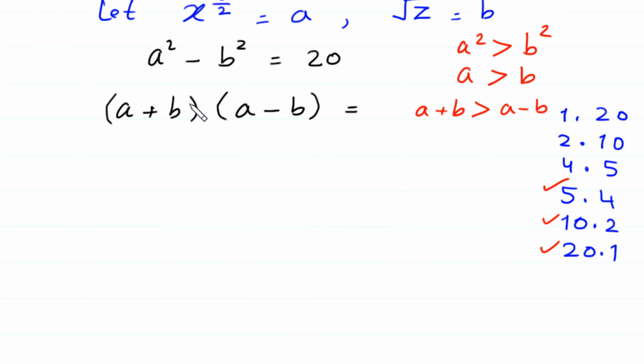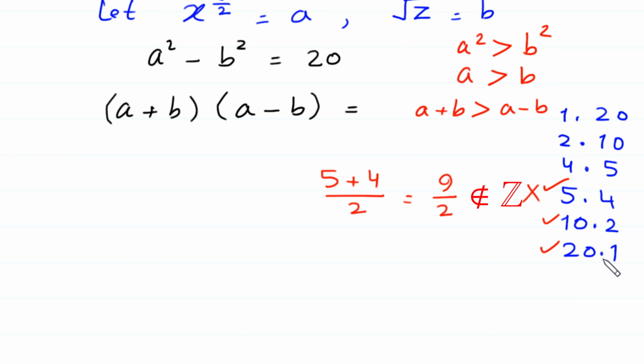Now we notice that here we have two variables a and b, and if we add these two factors 5 and 4 and divide by 2, 5 plus 4 divided by 2 is equal to 9 divided by 2. 9 divided by 2 is not an integer, so no integer solutions can be found from this pair 5 times 4, so we reject this one.